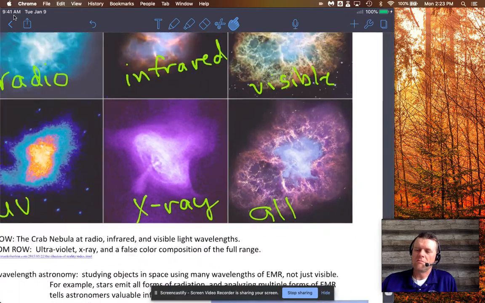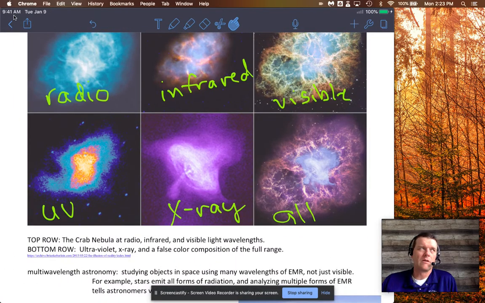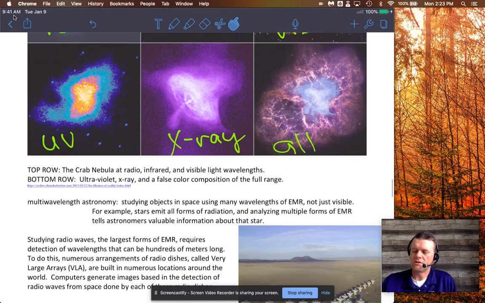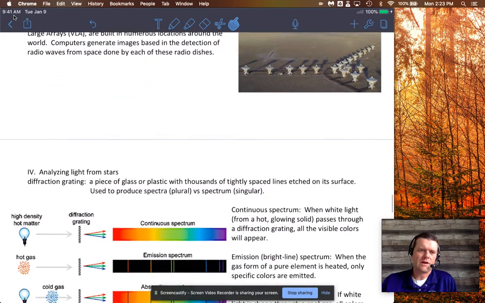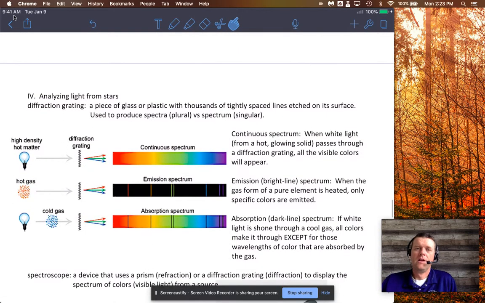Now, we can study every other aspect too. I mean, we study microwaves. We use telescopes that detect microwaves, detect infrared, as you see in these multi-wavelength astronomy pictures. Absolutely fascinating. Okay, now there's another aspect that we can learn from studying visible light that comes from stars.